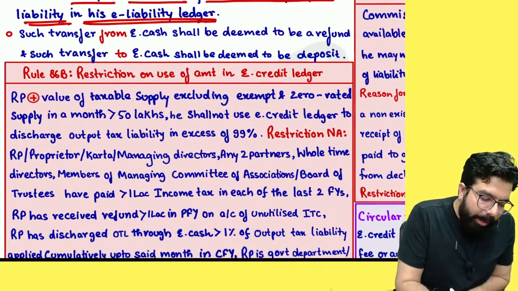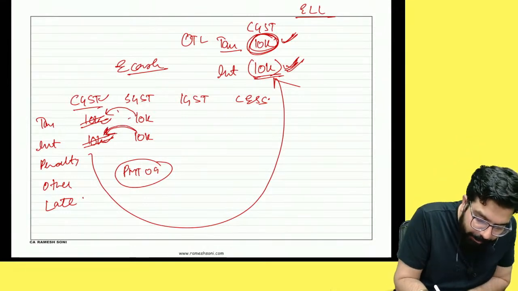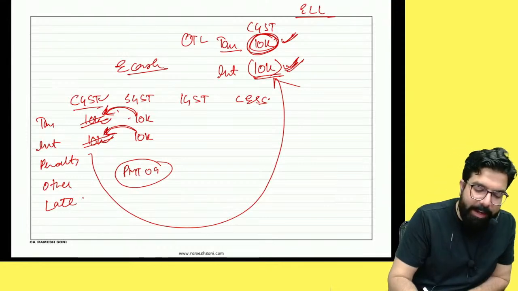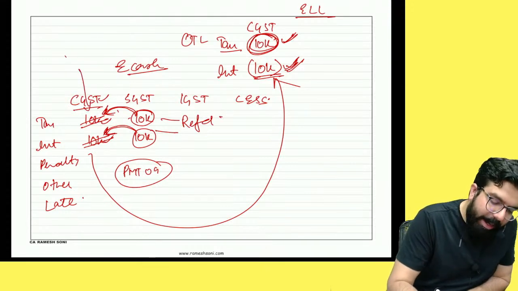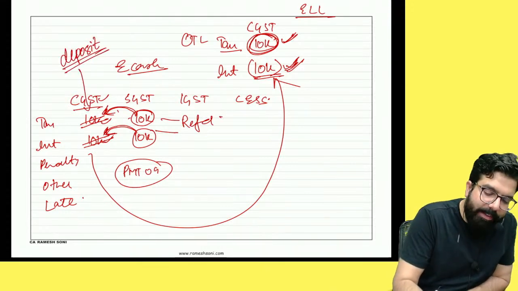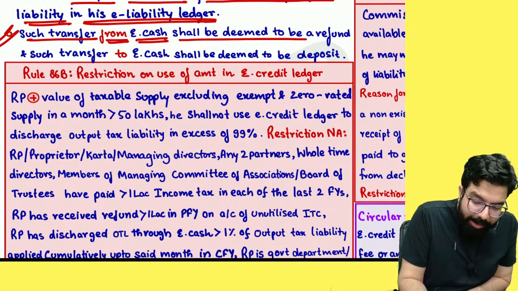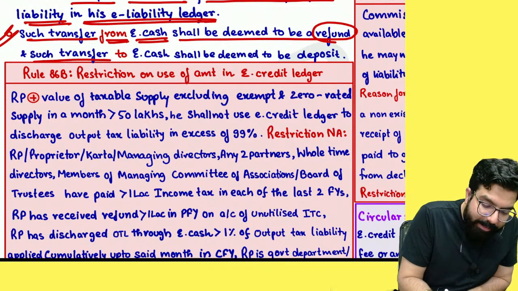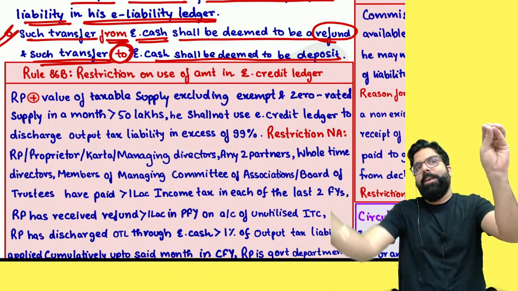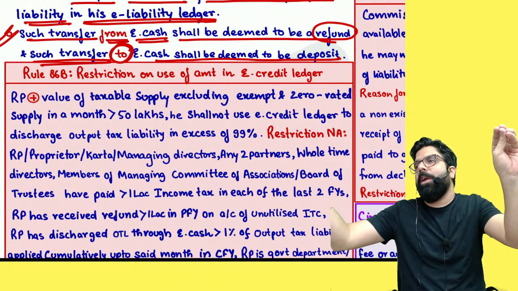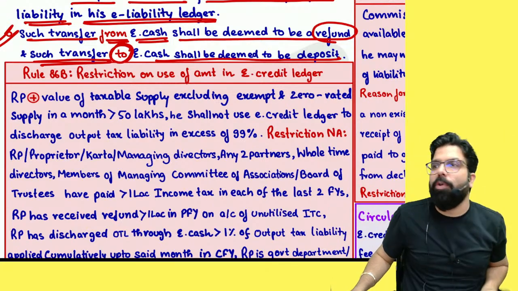Next. Now, people, when I am transferring from this head to this head in my e-cash ledger, the government is telling, we will assume that from here we have given you a refund and here you have made the deposit. Whenever a transfer is done from the e-cash ledger, it shall be deemed to be a refund, and such transfer to e-cash will be deemed to be a deposit. So from this head to this head, it will be assumed that I have got a refund and I have actually done the deposit over here. Is my point clear to all? Can we go ahead, everyone?